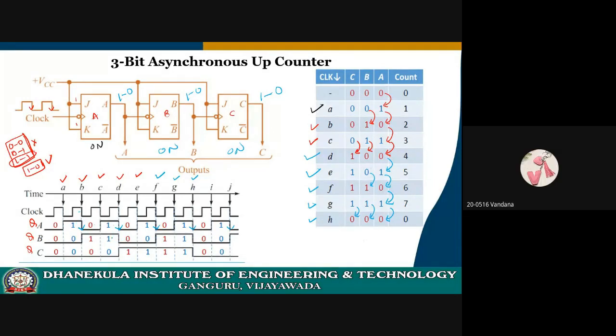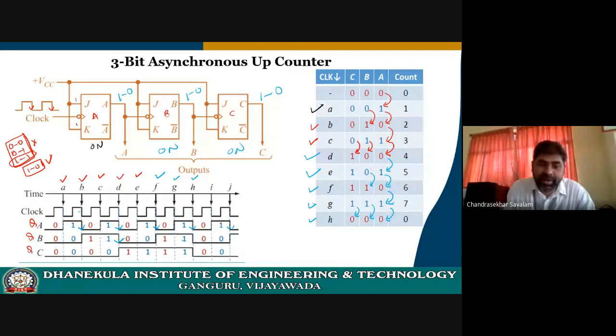Do you understand this, students? Yes, sir. Similarly, QB is the negative edge clock for QC. QC only changes its state when QB transitions from 1 to 0. Understand, students?